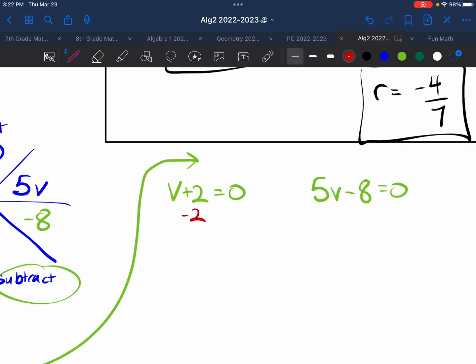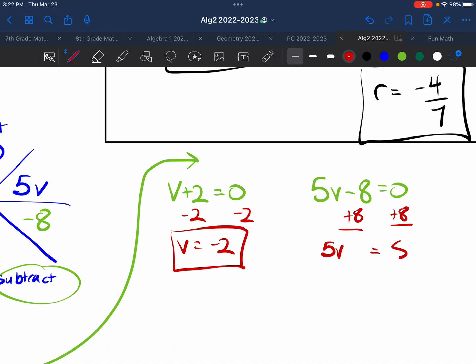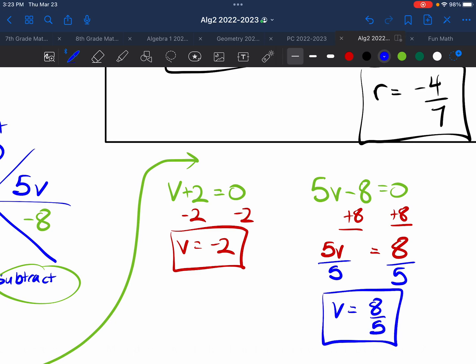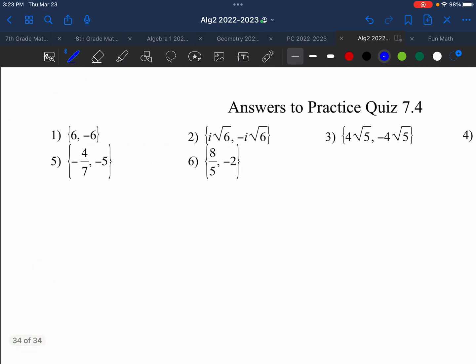Pretty straightforward. Subtract 2, v is equal to negative 2, which is one of the two answers. And over here, we're going to add 8, and I'm going to get 5v is equal to 8. I haven't solved for v yet. I've solved for 5v, so I still need to get rid of that 5 by dividing by 5, and I get v is equal to 8/5. And that's my second of my two answers. Let's check negative 2 and 8/5.